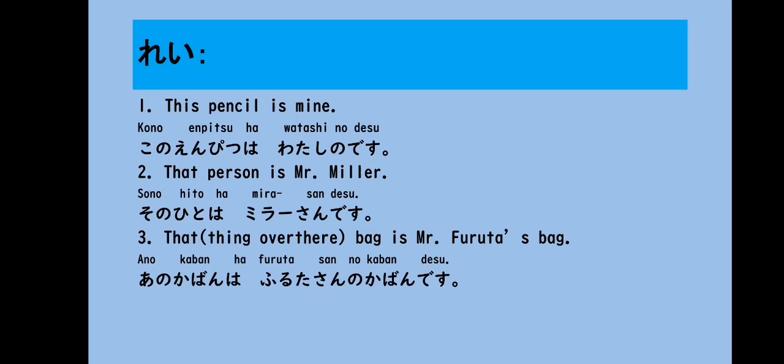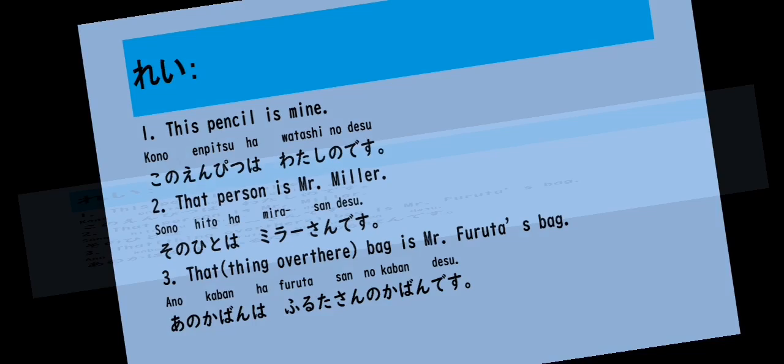That thing over there, which is a bag, is Furuta's bag. Ano kaban wa Furuta-san no kaban desu. That thing over there is Mr. Furuta's bag. Or that bag over there is Mr. Furuta's bag.